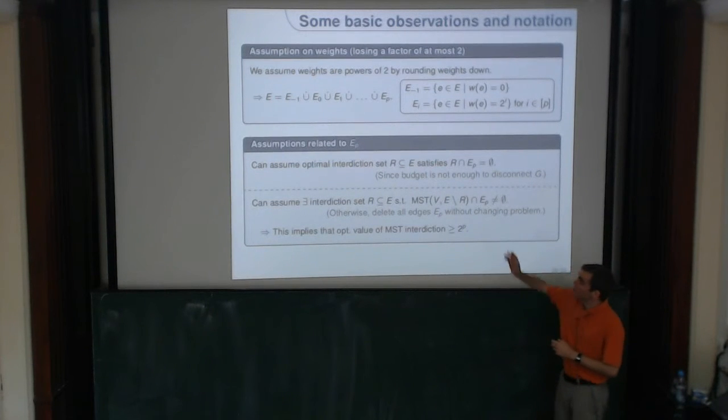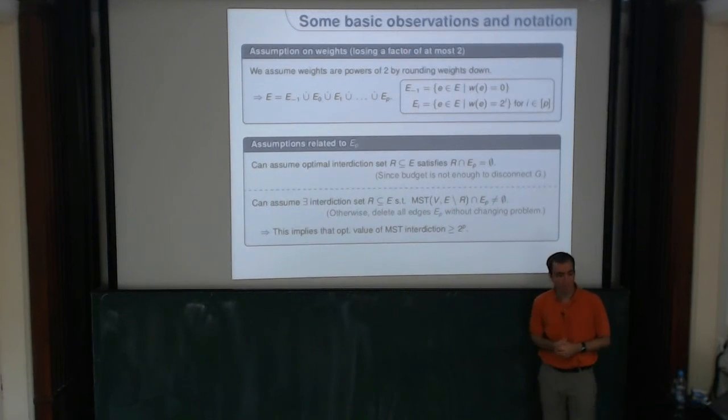So now the edges can be partitioned into the ones of weight 0, this is the E-1 set, and the ones of weight 2 to the i, which is the Ei set. The largest I denote by p, so Ep are the heaviest edges, the edges of weight 2 to the p.